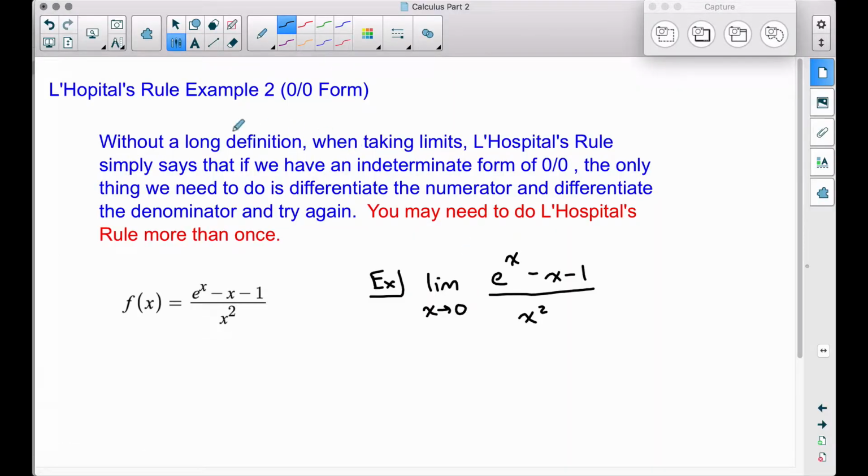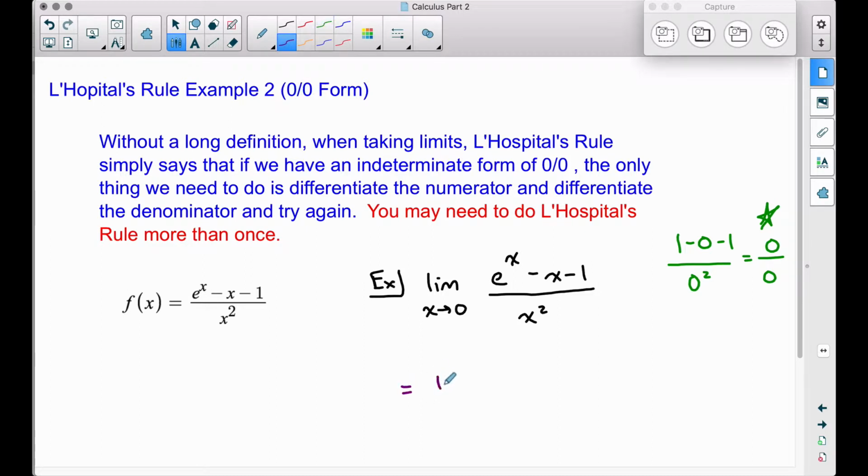So back to this problem, we've looked at the definition, but now I have this new part. You may need to do L'Hopital's rule more than once. Let's try direct substitution. The limit as x approaches 0 of this function that we've called f of x. If we try direct substitution, e to the 0 power is 1, minus 0, and then minus 1. So up top, we get a 0 in our numerator. Plug in 0 into our denominator. 0 squared is equal to 0. So notice we do have the indeterminate form of 0 over 0.